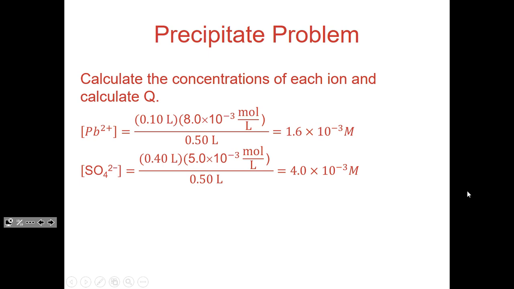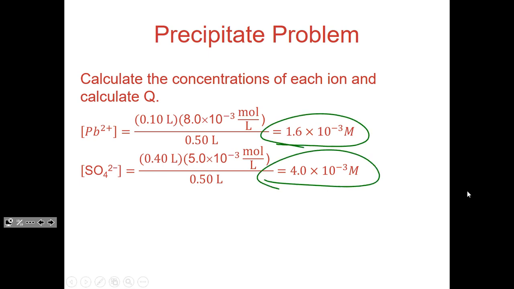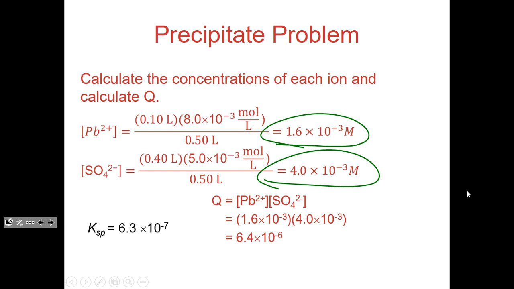So this is just the M1V1 equals M2V2 calculation, but what it allows me to do is calculate my actual concentrations in the beaker after they mix. And I can plug those into my Q calculation, and when I multiply them together, because remember, I have a Ksp expression, and if I'm not at equilibrium, I call it Q. So I plug those values in and I calculate Q. Well, in this case, if Ksp was 6.3 times 10^-7, my Q is greater than my K, and the extra ions are going to precipitate out as a solid. So yes, in this case, I did get a precipitate forming.